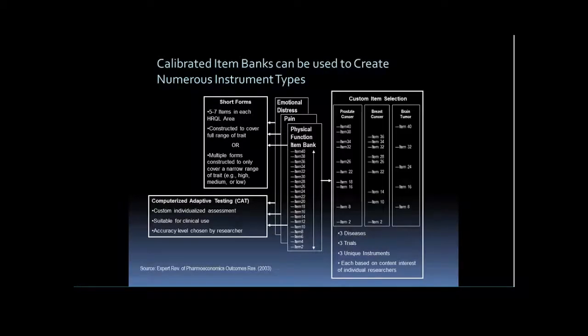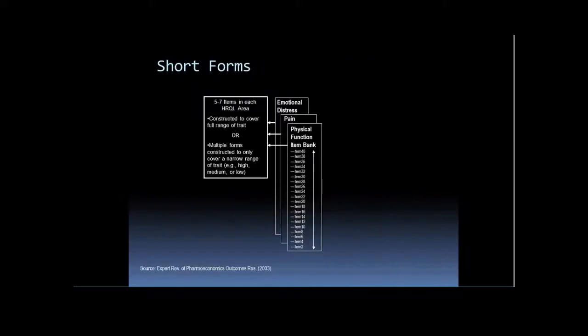We can use item banks to create different kinds of instruments, and I'll break this down right now. So first of all, short forms. PROMIS, NeuroQual, and Toolbox have short forms available for many of the assessments. A short form is typically 5 to 7 items, as many as 12, as few as 1, 2, or 3. And you can create a short form to either cover the full range of the trait, or you can do it to cover a narrow range.